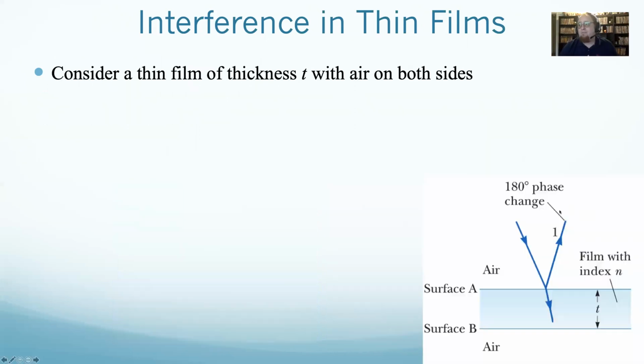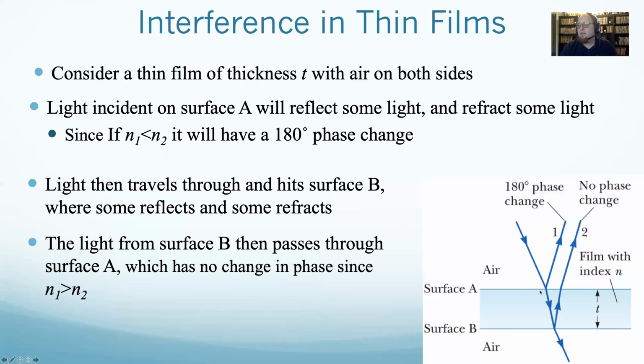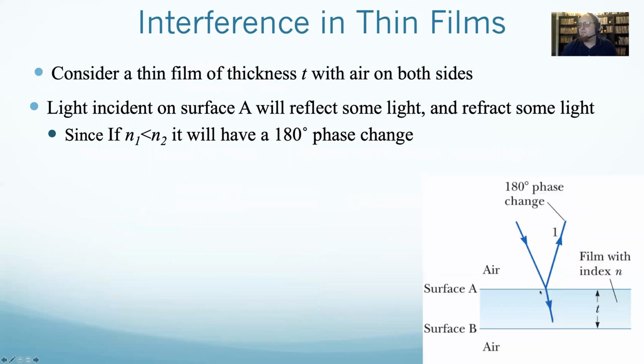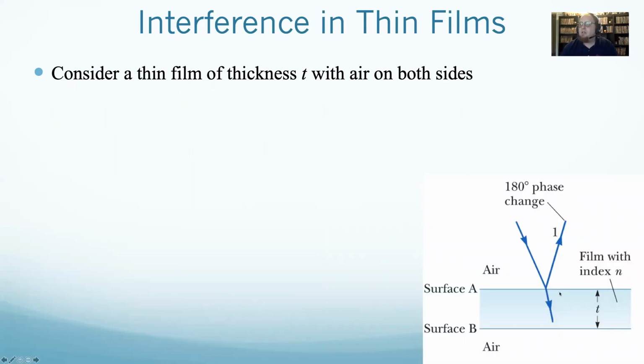Here's the reason why. Let's say we're going from air and hitting a surface. I have light coming in through the air, and it's going to hit a thin layer of soap. Let's say this is the soap bubble, on the right there. When light hits the edge of the soap bubble, some of the light will reflect, some will refract.